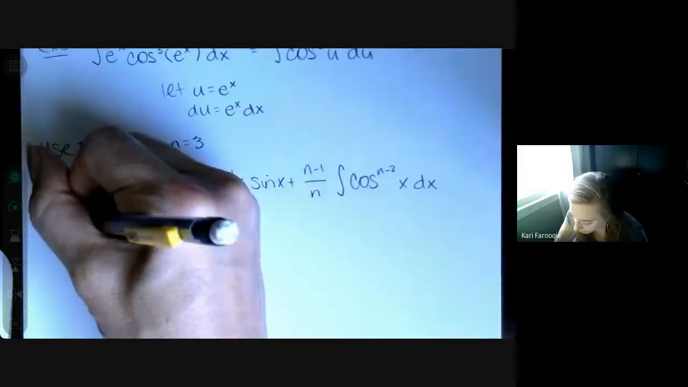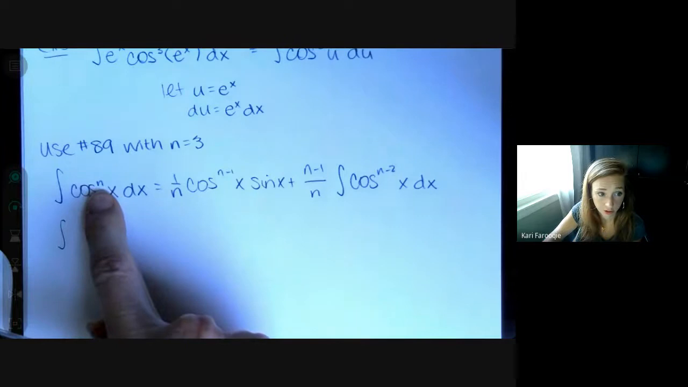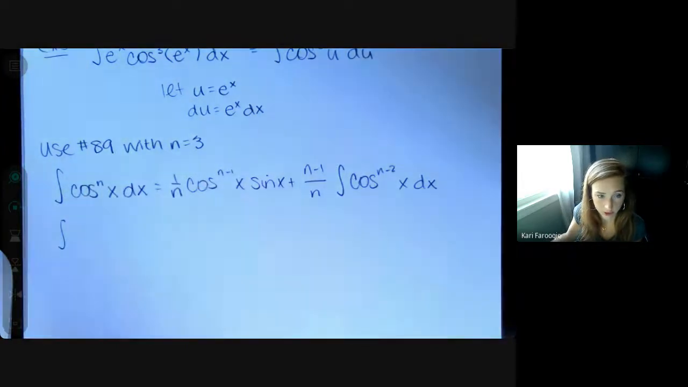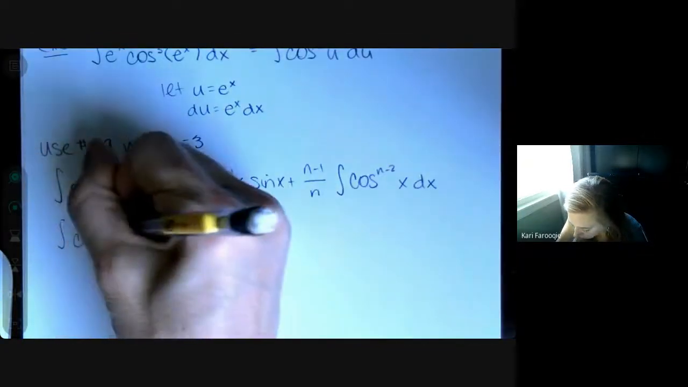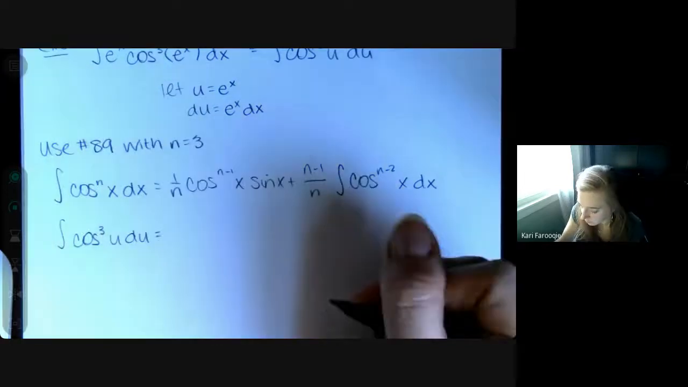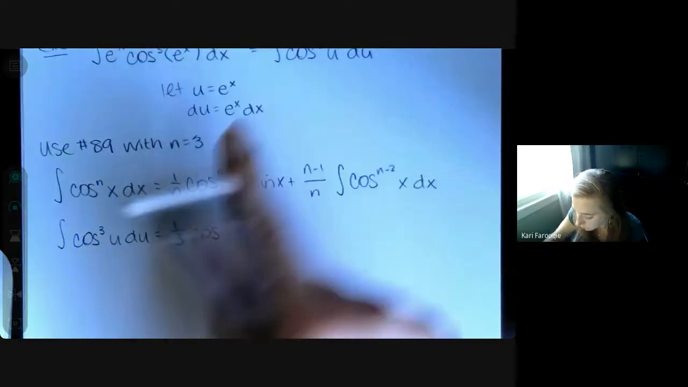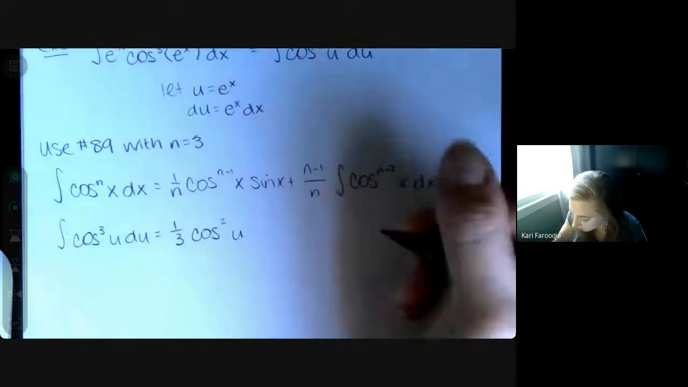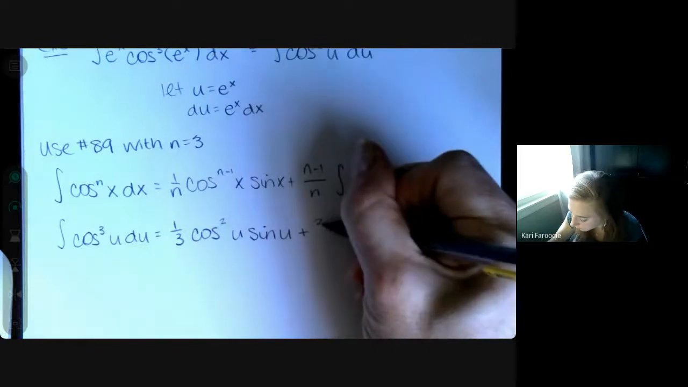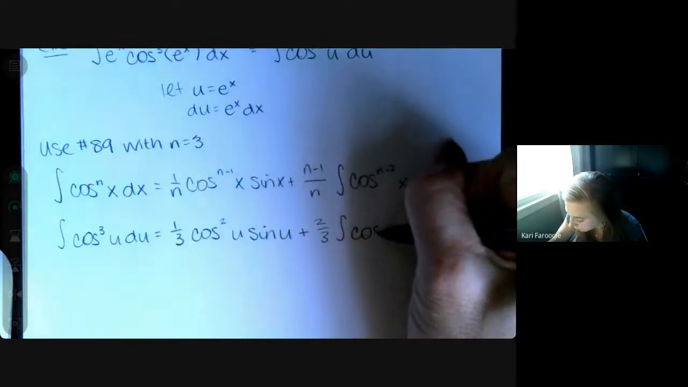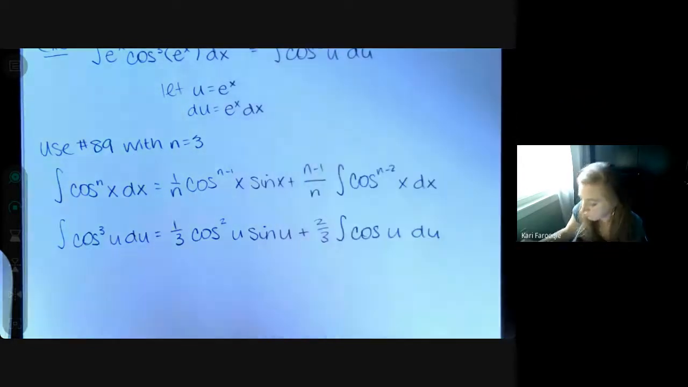Okay, so I'm going to rewrite this then as, and if we want, we can go ahead and use n equals 3 and fill that in for right now, and then go back through and do the rest of it. So this will be cosine cubed of u du. Well, if we let n be 3 and we switch out x for u, so 3 minus 1 is 2. The x will be a u, and then we'll have sine u plus 2/3 times the integral of the cosine. 3 minus 2 gives us 1, so that's cosine u du.